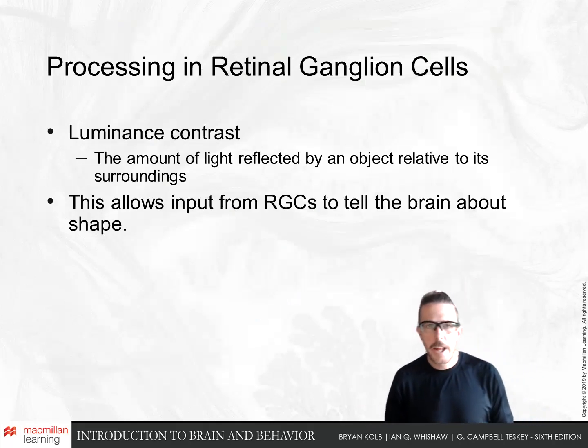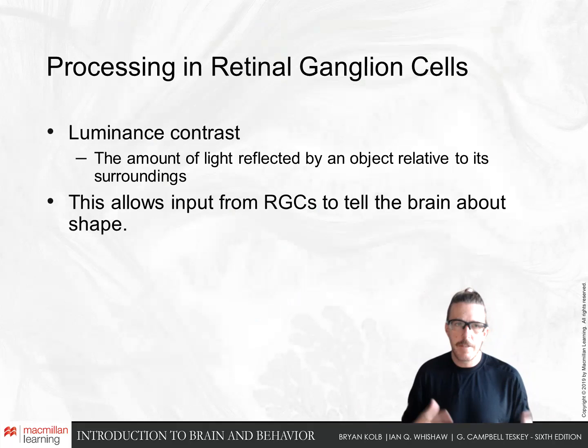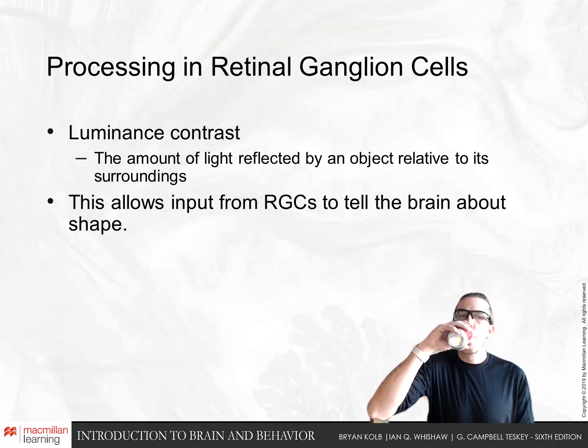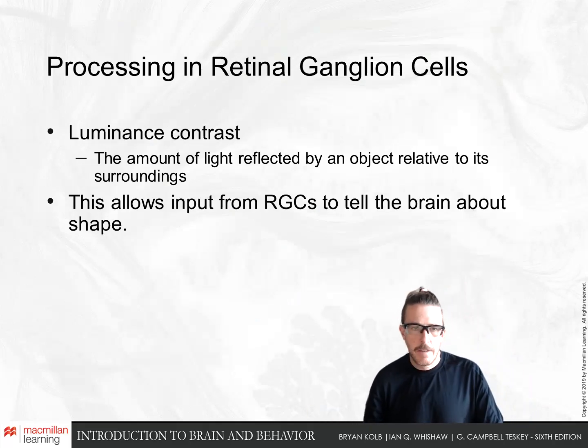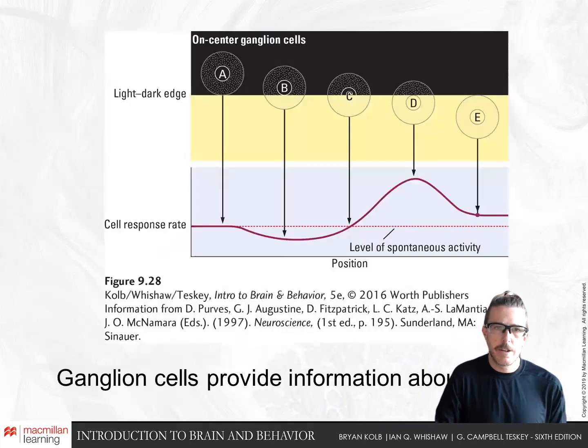and that would tell the next step of the visual system that this line was present. So the retinal ganglion cells don't just care about luminance, the amount of light, but the contrast of luminance, how much light surrounded by darkness. So that the visual system can start to identify different shapes.